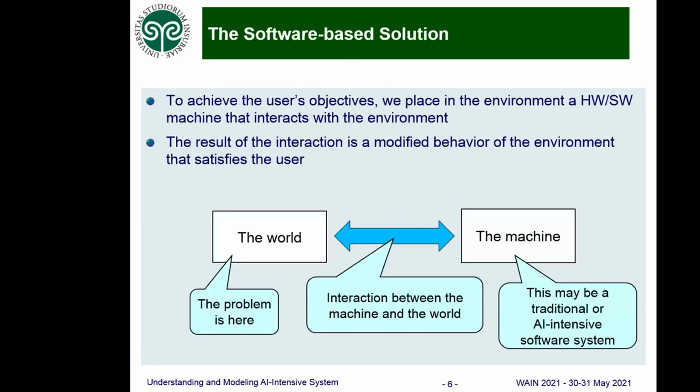When user requirements are not spontaneously satisfied in the environment, we try to satisfy them via a software system. That is, we place in the environment a hardware-software machine that interacts with the environment. The result of the interaction is a modified behavior of the environment that hopefully solves the user's problems. That is, achieves the user's goals.